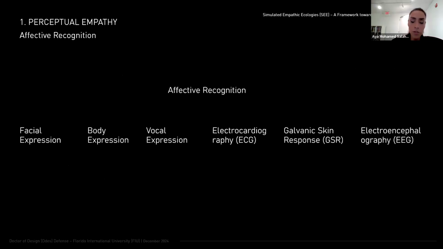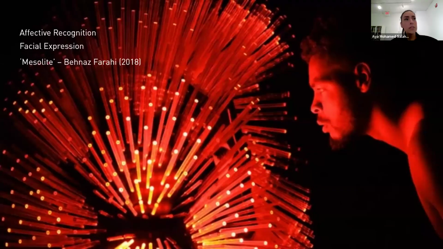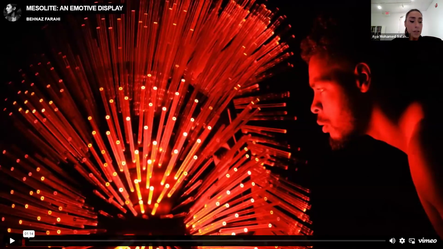Now, with affective recognition, that could happen in multiple ways. That includes facial expression recognition, body expression recognition, vocal expression, ECG, GSR, EEG, and I would like to go just a little bit into some of them through some design precedents that have attempted to integrate affective data into their design process and projects.